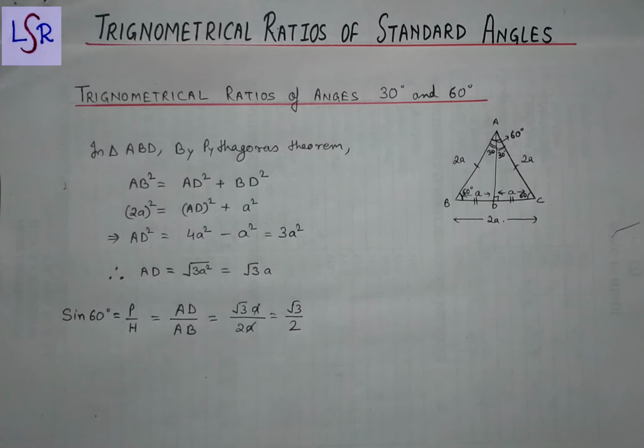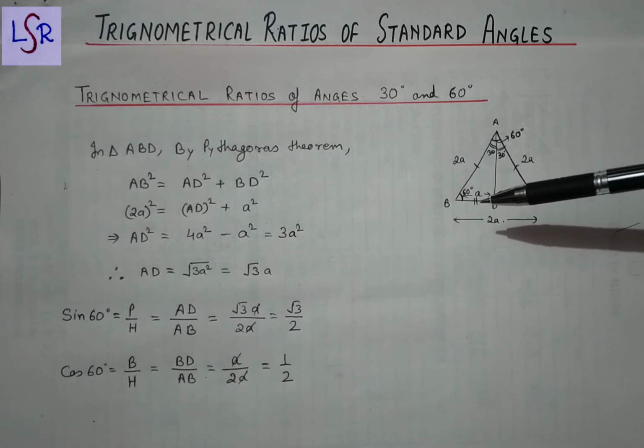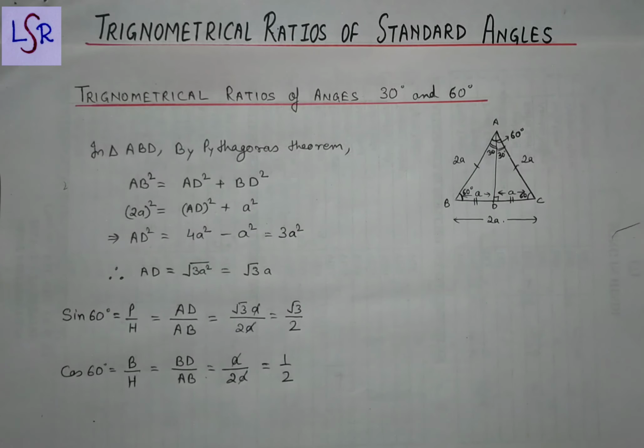Now similarly we can calculate for the cos 60, and here the value of cos 60 is base upon hypotenuse, that is BD upon AB, and BD is A and AB is 2A. So we have placed over here and A is cancelled out, we are left with 1 by 2.